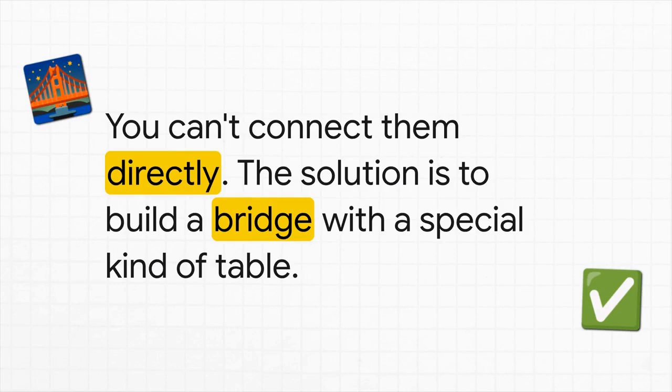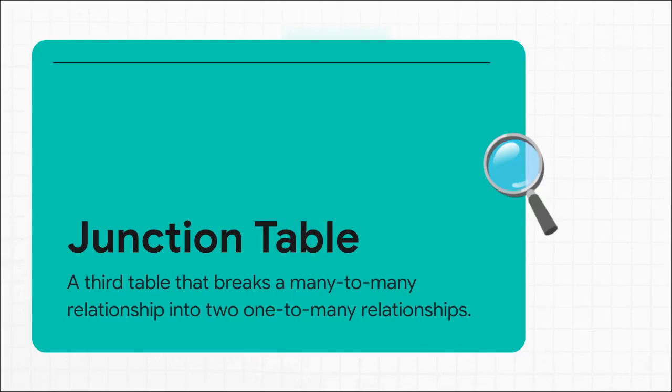The solution is actually really elegant. You use a special kind of table that sits right in the middle of the mess. And here it is, the hero of our story, the junction table. You might also hear it called an associative table. Its one and only job is to connect the other two tables. It takes that one big, messy, complex problem and neatly breaks it down into two simple one-to-many relationships that we already know how to handle.